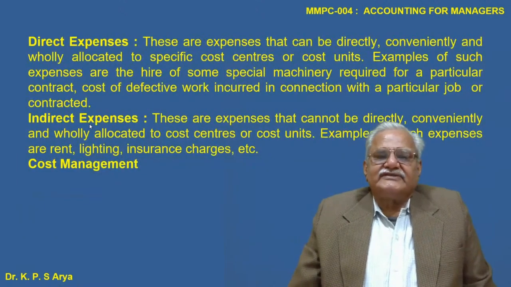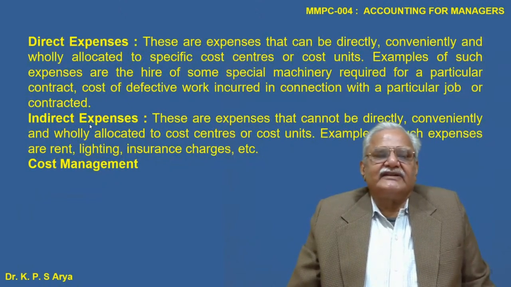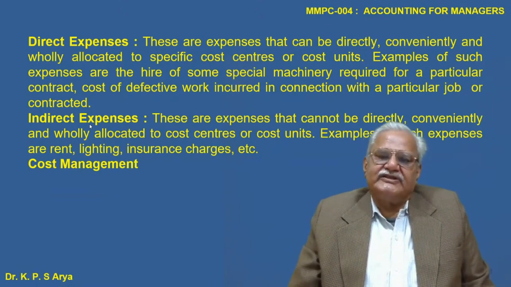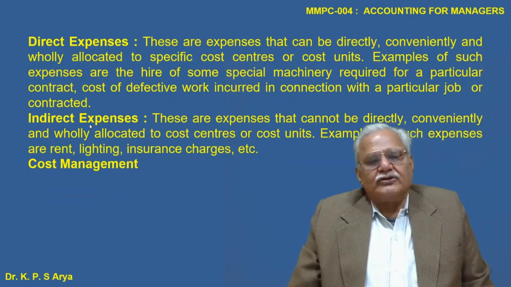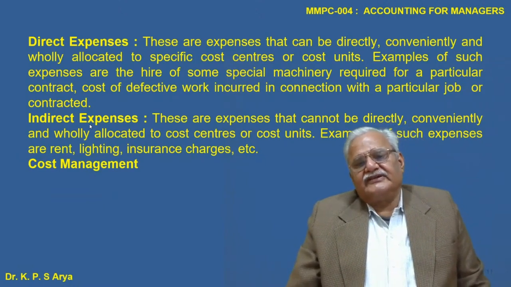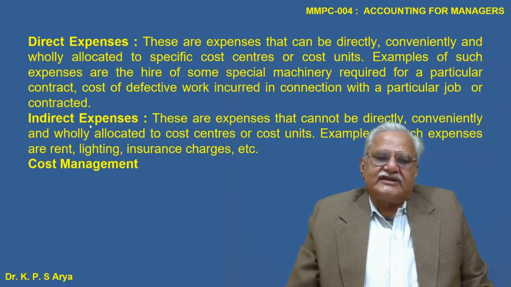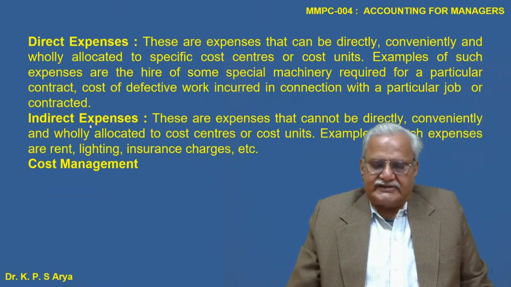Now, direct expenses can be directly, conveniently, and wholly allocated to specific cost centers or cost units. Examples of such expenses are hire of some special machinery required for a particular contract, and cost of defective work incurred in connection with a particular job or contract. Indirect expenses are those that cannot be directly, conveniently, and wholly allocated to cost centers or cost units. Examples of such expenses are rent, lighting, insurance, and bank charges.